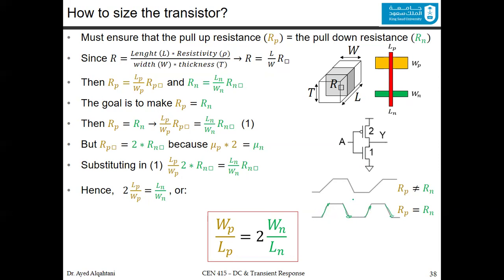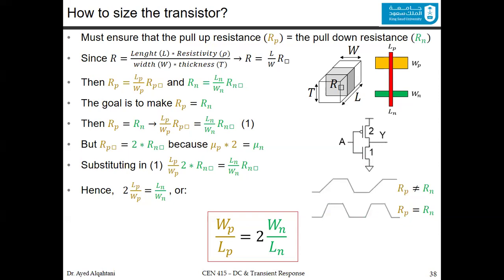Now, if they are not equal, let's say you make them the same, let's say 1 and 1. So you didn't take into account the mobility, and you didn't increase the width of the PMOS and make it twice the NMOS. If the ratio is 1 to 1, what will happen is the charging will take more time because it's facing twice the resistance. And this is what will happen. The charging will take a lot of time and the discharging will be faster compared to that, and so on. If you were asked which one you prefer, then clearly it should be this one.